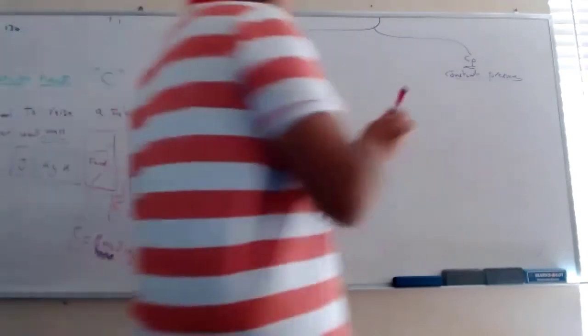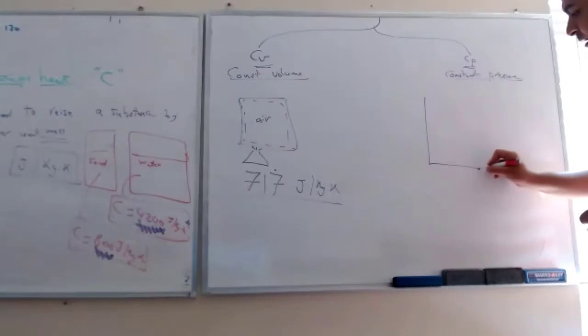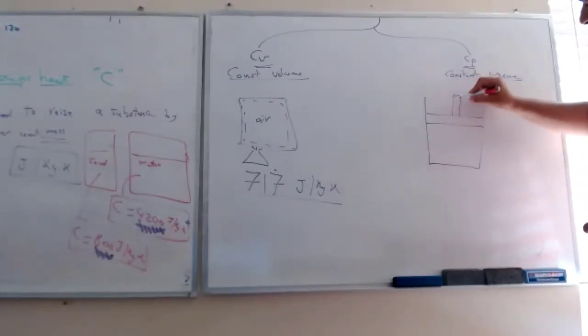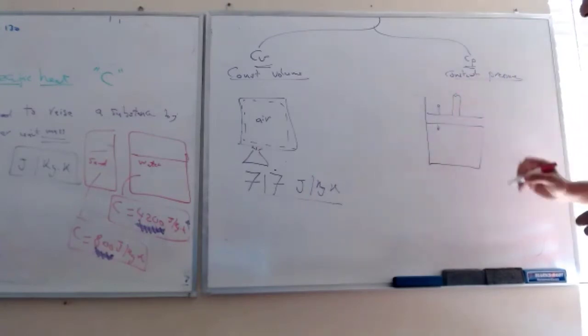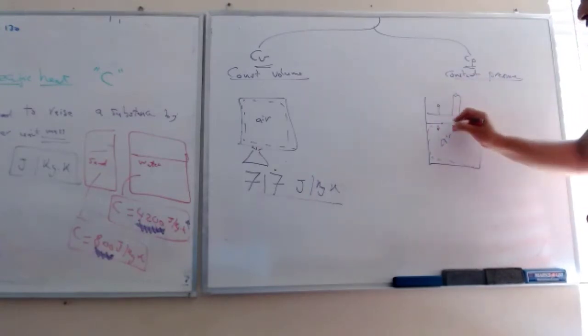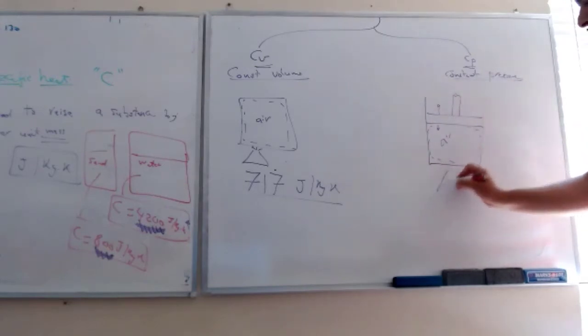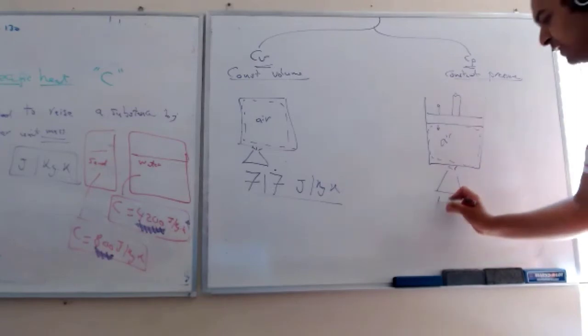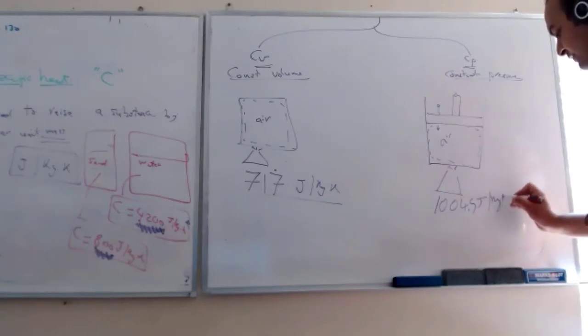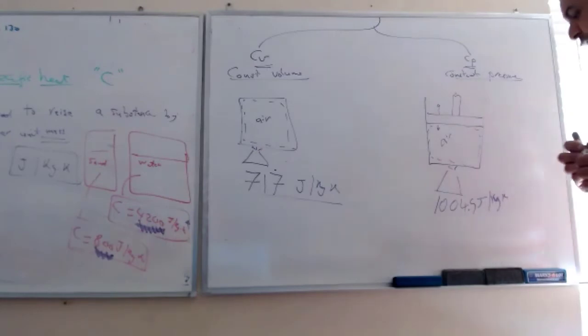Let's say this is the same air, but in free piston movement. Like this is a free piston to move. Free to move, constant pressure. I put air also. This is called constant pressure process. I add heat. For this case, I need 1004.5 joule per kilogram Kelvin, about 1000 joule per kilogram Kelvin.